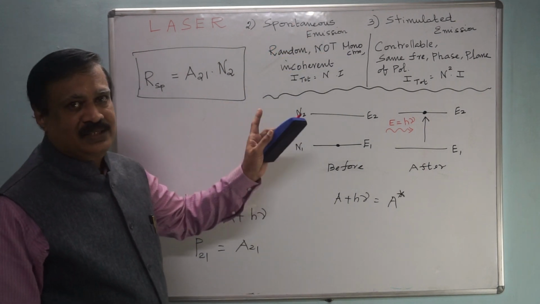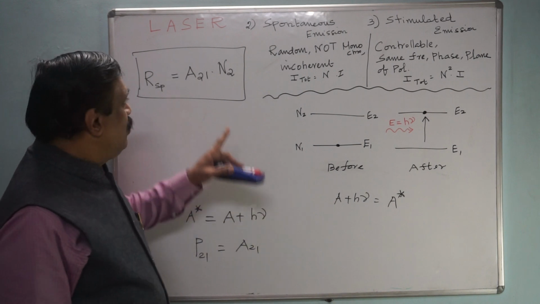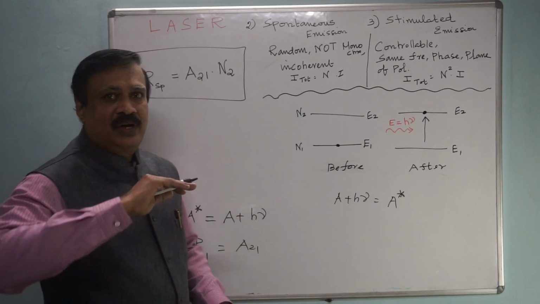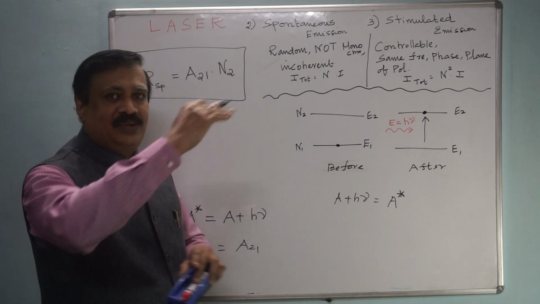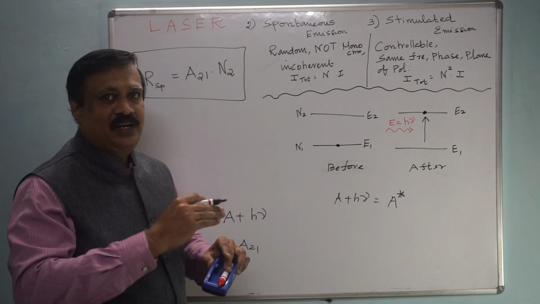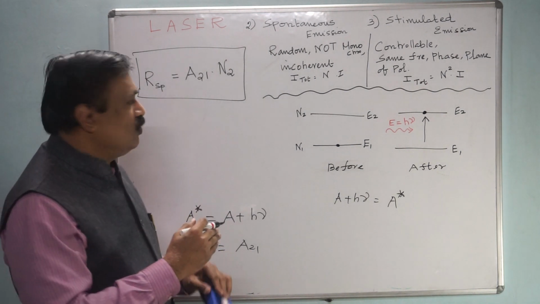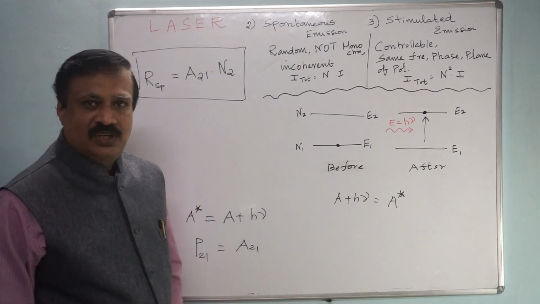You have to understand this. It depends only on the number of atoms, and A21 depends on the energy state only. It is not depending on the photon density. This is the spontaneous emission.